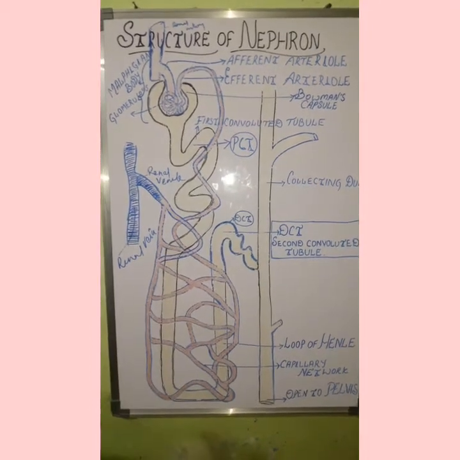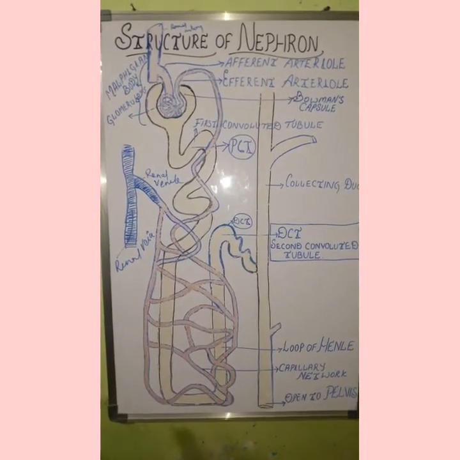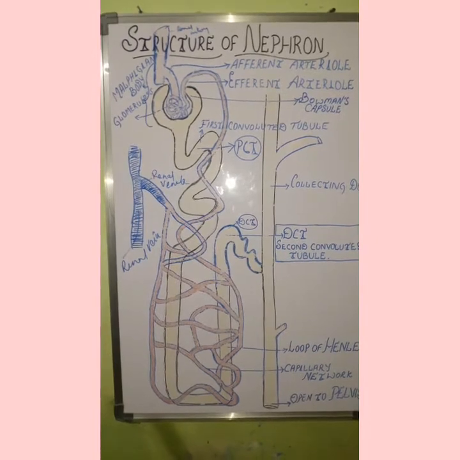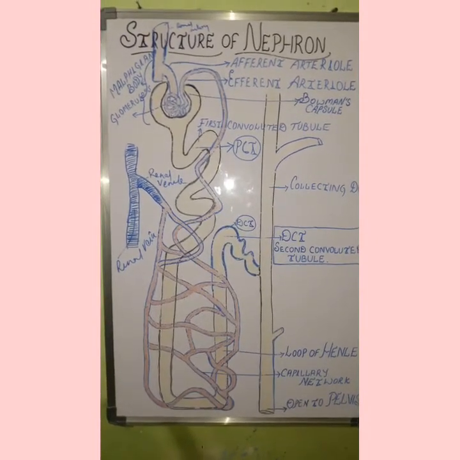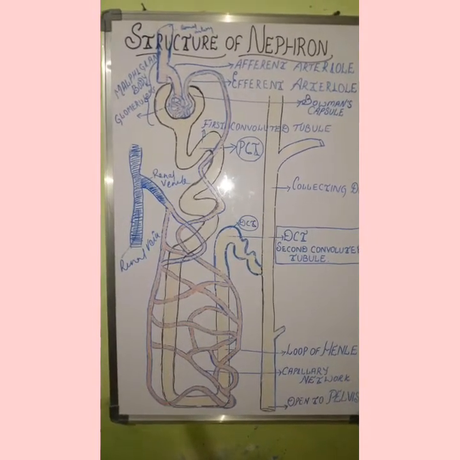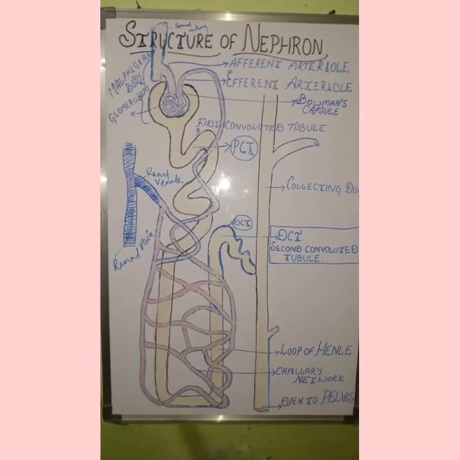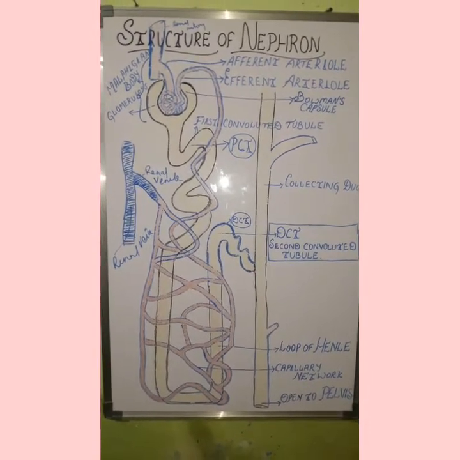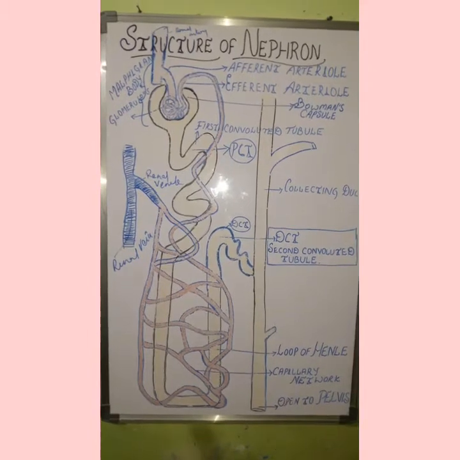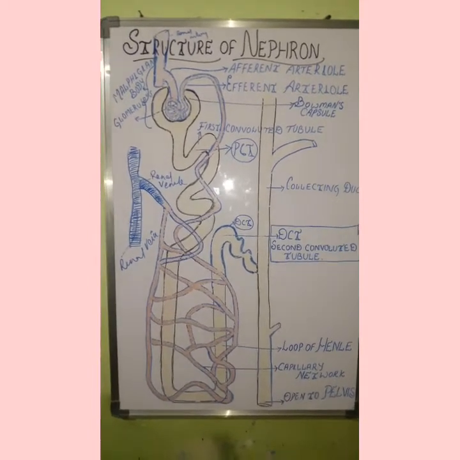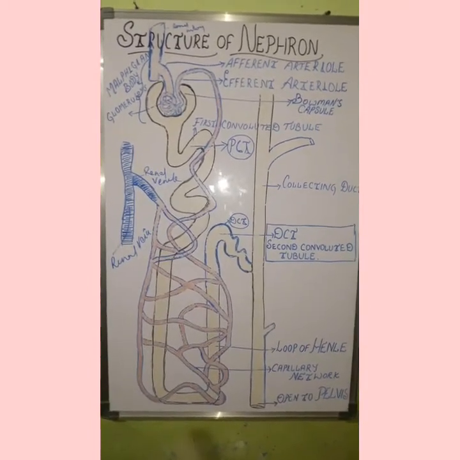Now let's see the mechanism of urine formation. In the formation of urine, there are four stages: glomerular filtration, tubular reabsorption, tubular secretion, and formation of hypertonic urine.